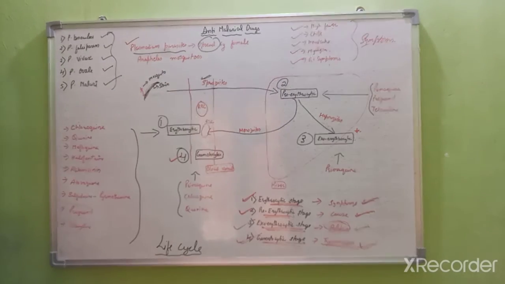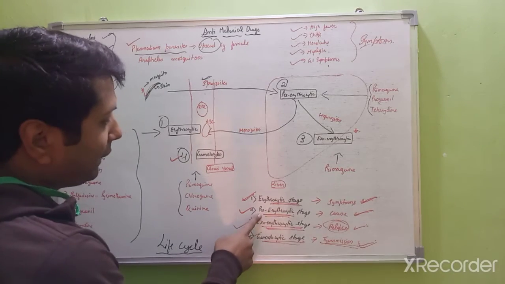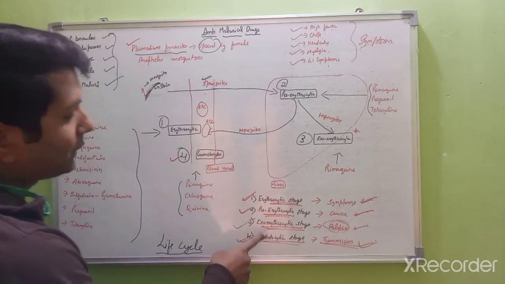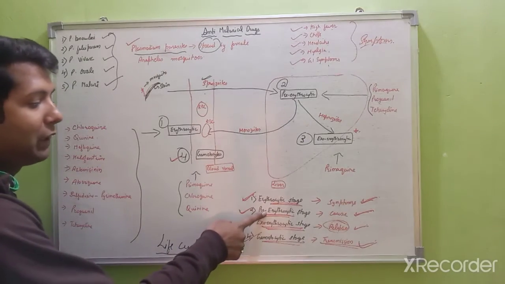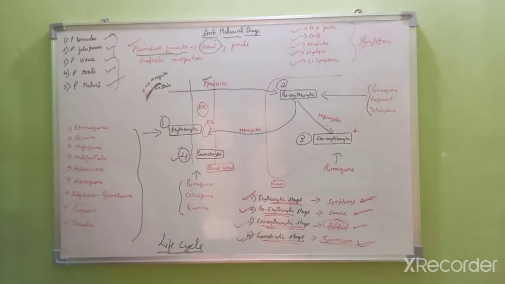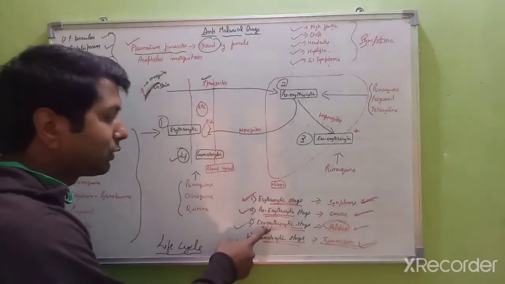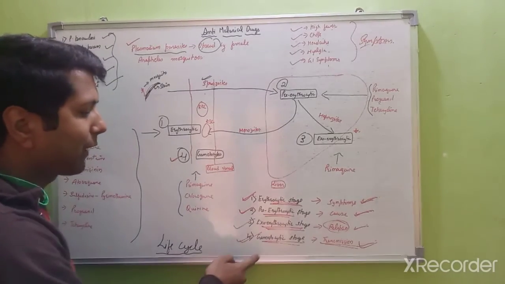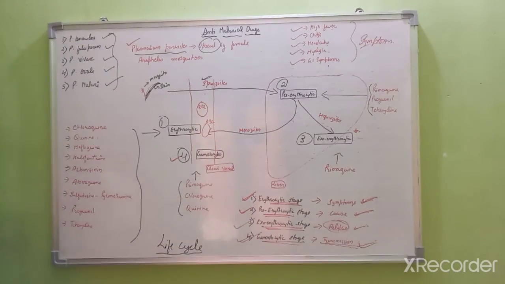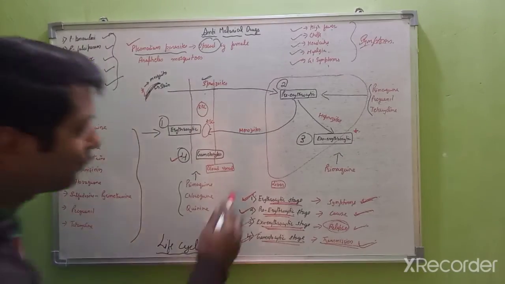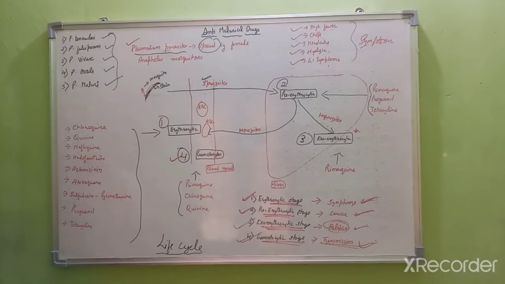So we have four stages: the erythrocytic stage, pre-erythrocytic, exoerythrocytic, and gametocytic stage. The erythrocytic stage is responsible for the symptoms. The pre-erythrocytic stage is responsible for the cause, the exoerythrocytic stage is responsible for the relapse, and the gametocytic stage is responsible for the transmission. So if we target these four stages, we can manage malaria.